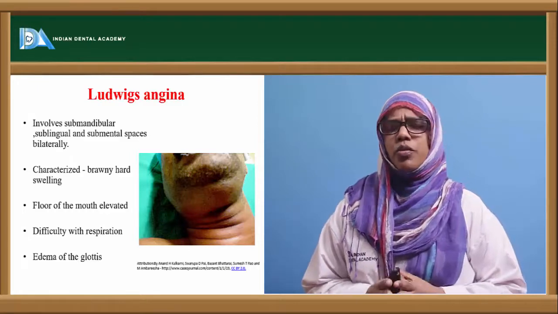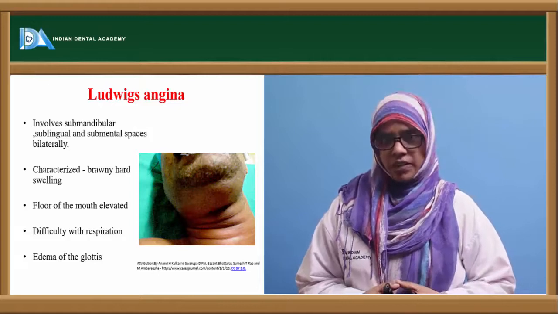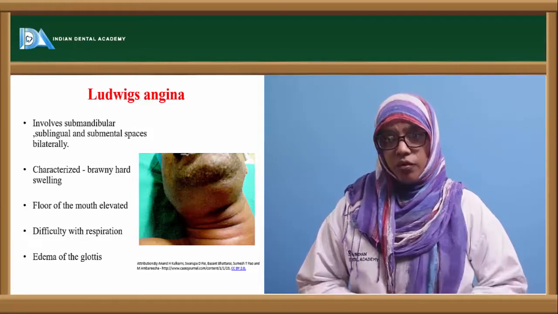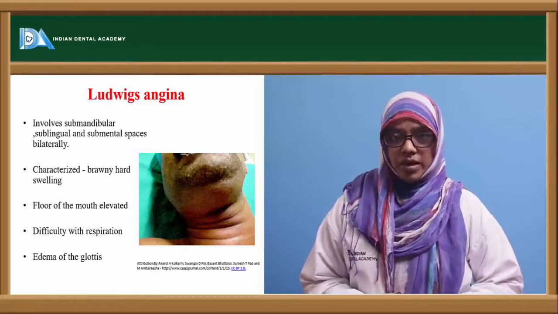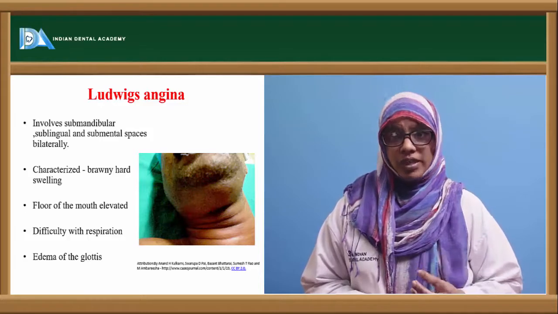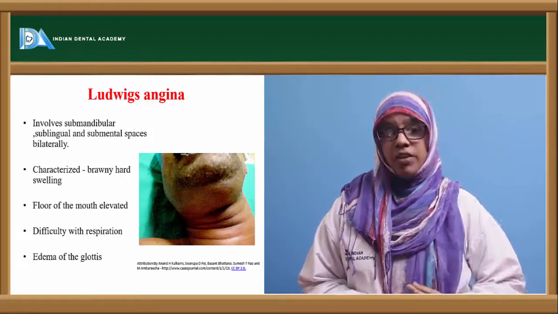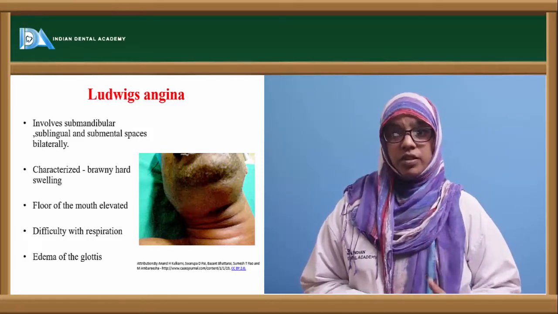Then we come to the most dreaded condition seen by a maxillofacial surgeon, Ludwig's angina. It is nothing but simultaneous bilateral involvement of the submandibular, sublingual, and submental spaces. Characterized by brawny hard swelling, it is basically a cellulitis. The floor of the mouth is elevated, resulting in airway obstruction and difficulty with respiration.